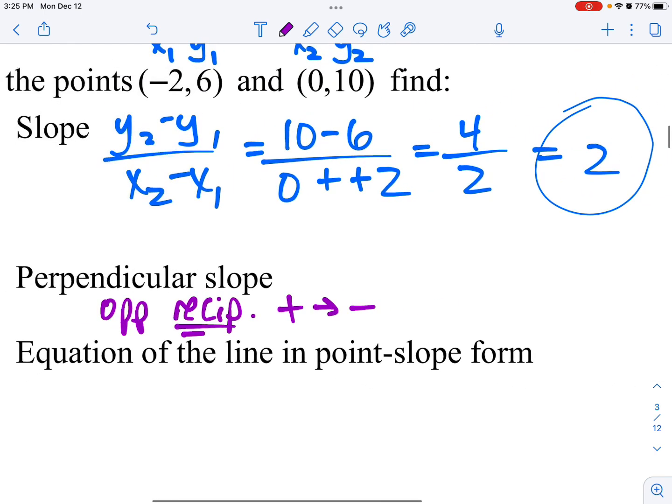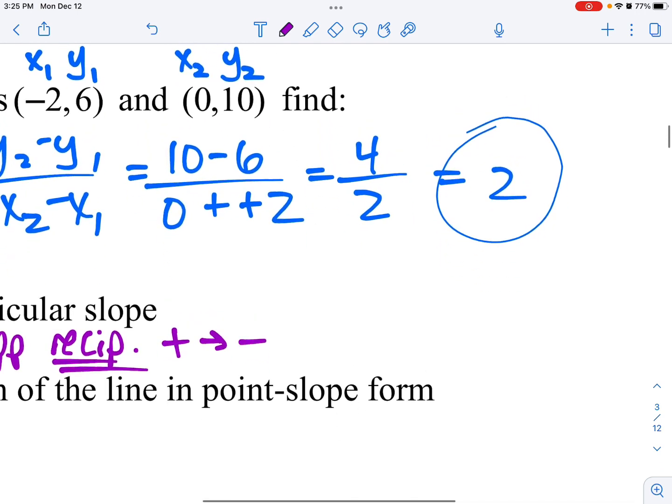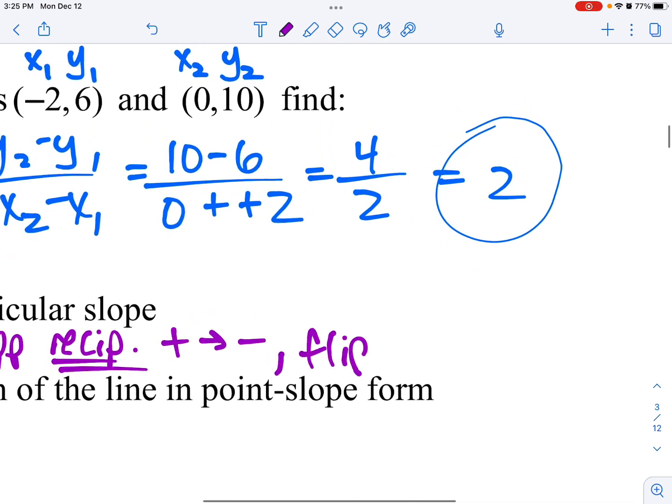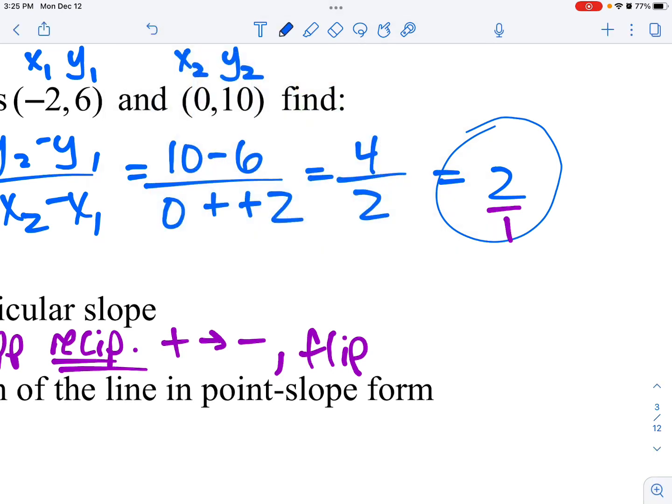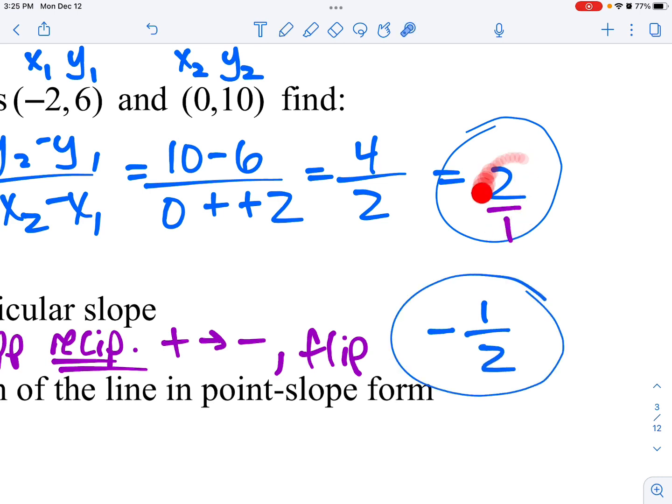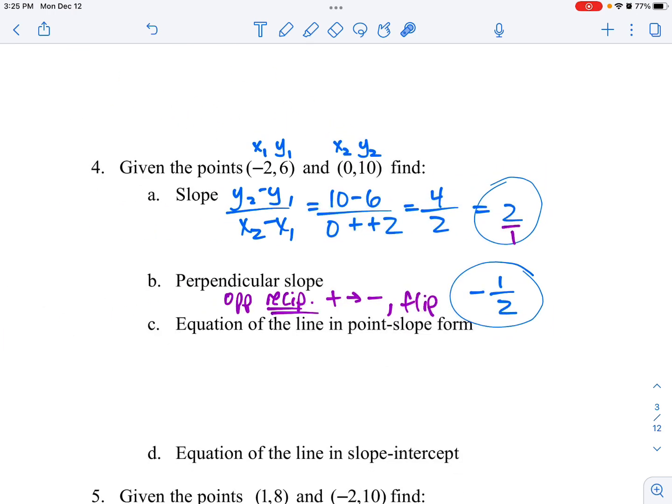And then you know what reciprocal means. It means flip the fraction. So if I'm going to make this into a fraction, that means that my opposite reciprocal means that it's going to change from positive to negative. And then when I flip this fraction 2 over 1, it becomes 1 over 2. These are called perpendicular slopes. Positive 2 over 1, negative 1 over 2. Remember, that means that they are perpendicular. You know what that means? They look like a T.